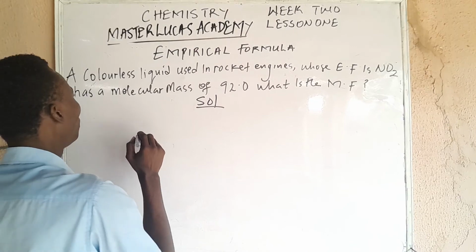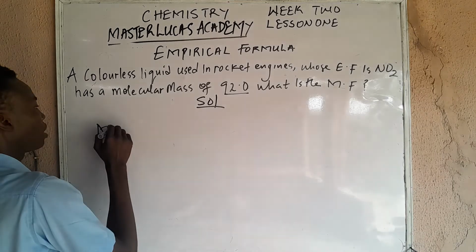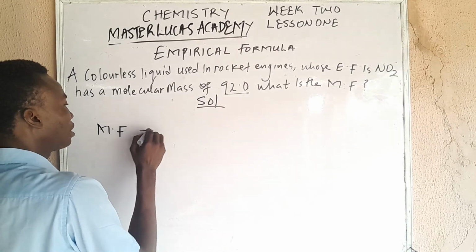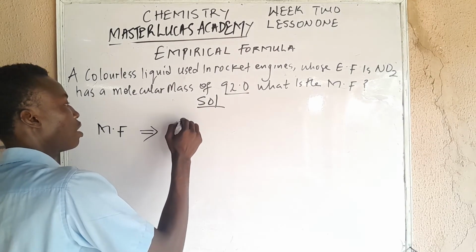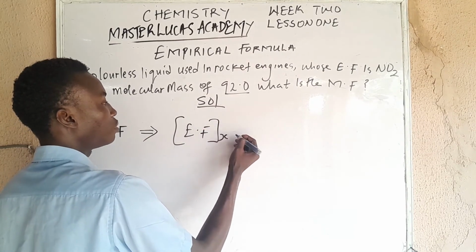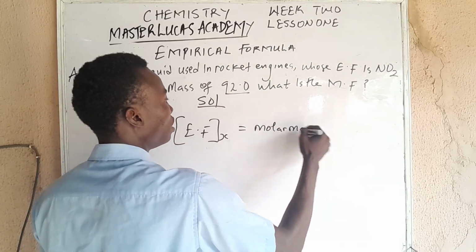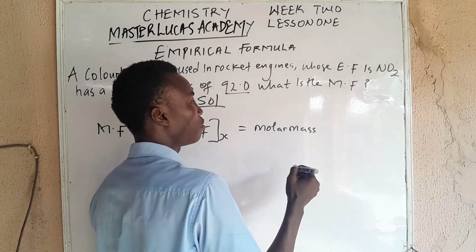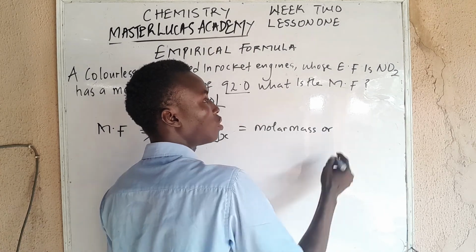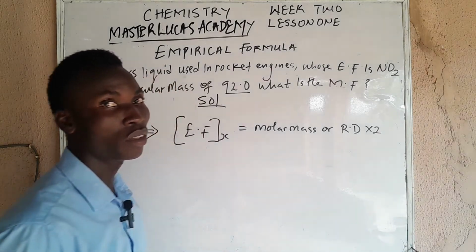So this is what we are going to do here. The givens include this one here. For the molecular formula, I'll be using MF for it. That is equivalent to when you have your empirical formula in brackets, then you indicate with an unknown x, equals the molar mass. If you are not given molar mass in the question, you can be given what we call the relative molecular mass, or you were given what we call the relative density. The relative density you have to multiply by 2 before you can solve the problem.